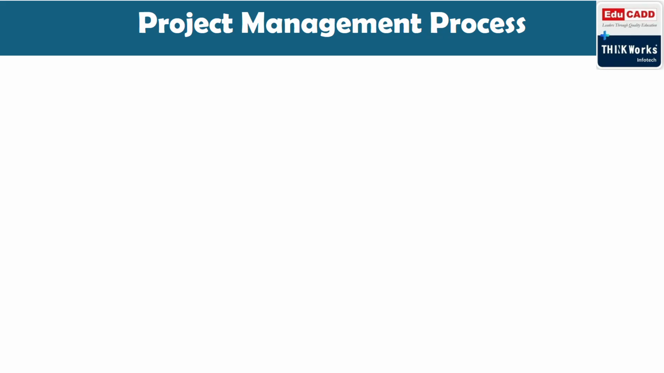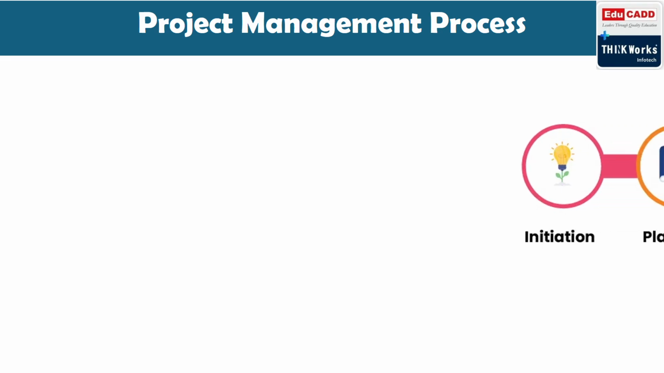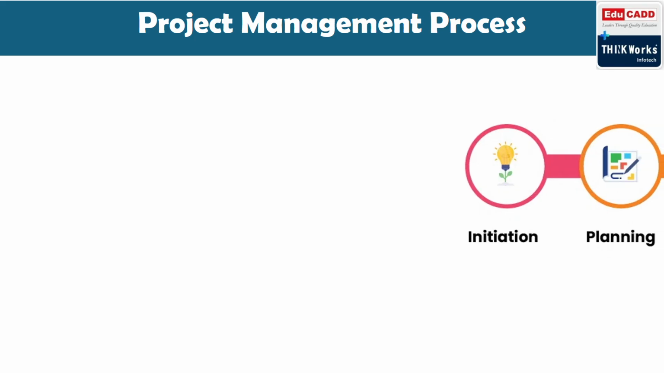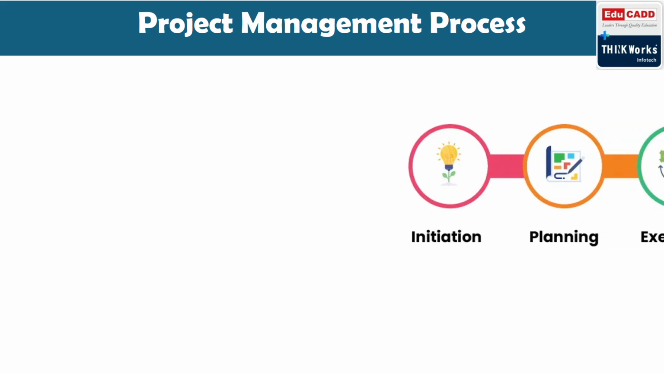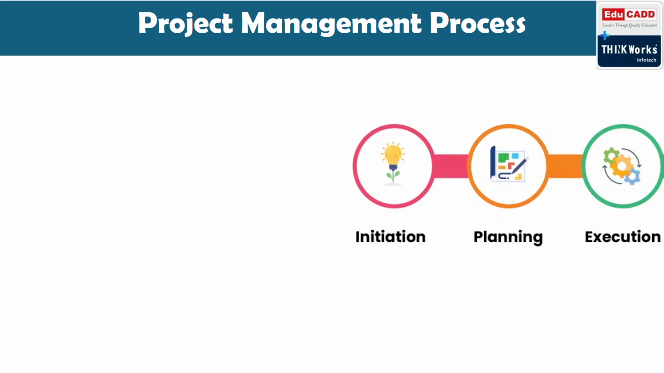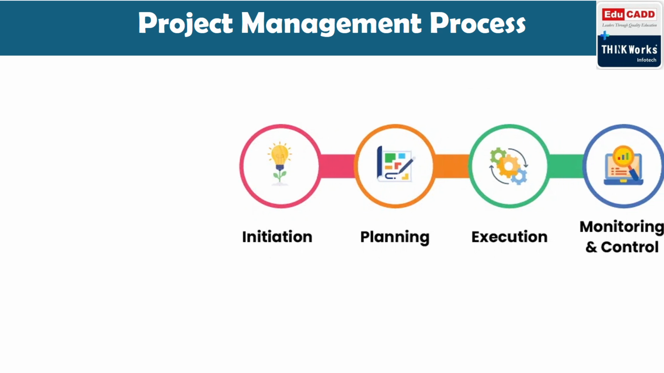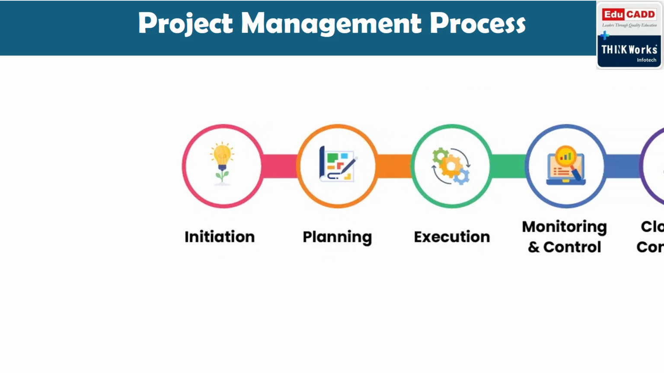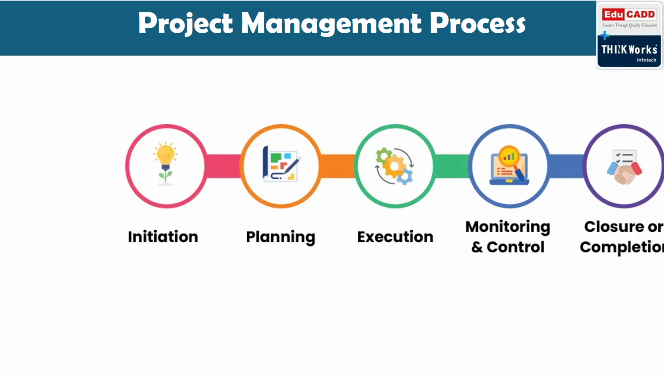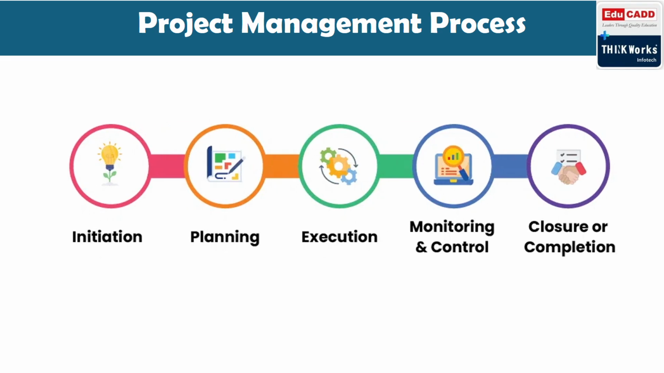What are the processes involved in project management? One is initiation. So we'll start the project. What are the prerequisites required for the project? All these things will be initiated. Planning. Throughout the project, what are the things we have to do, how to complete that project, everything we should plan. Not only duration, we have to plan material, we have to plan resources, everything we have to plan.